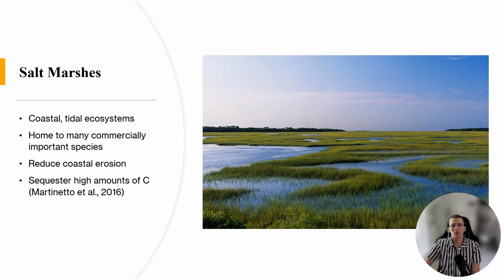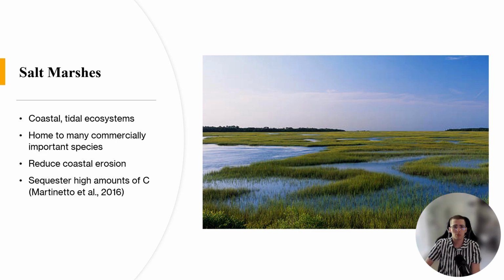So salt marshes are coastal tidal communities that occur when river deltas empty out into the ocean. This creates a mixture of salt and fresh water that creates a very high amount of biodiversity. We get lots of very commercially important species that live in salt marshes, things like blue crabs, oysters, and red snapper. These ecosystems are also very ecologically important as they act as barriers to prevent coastal erosion from wave energy.